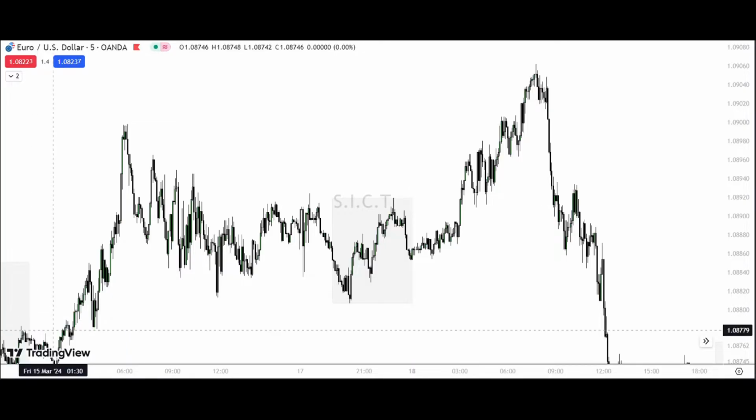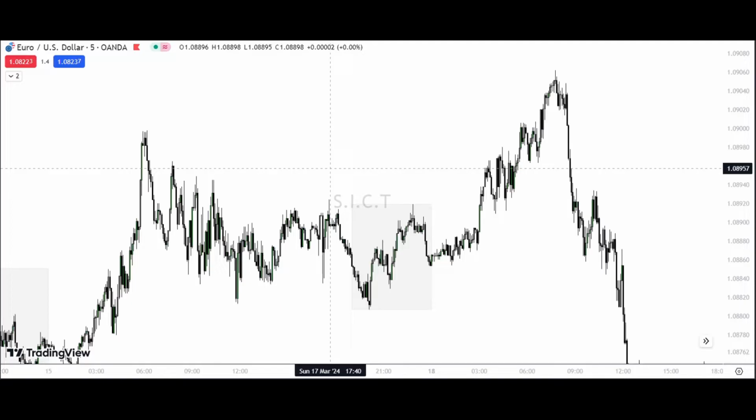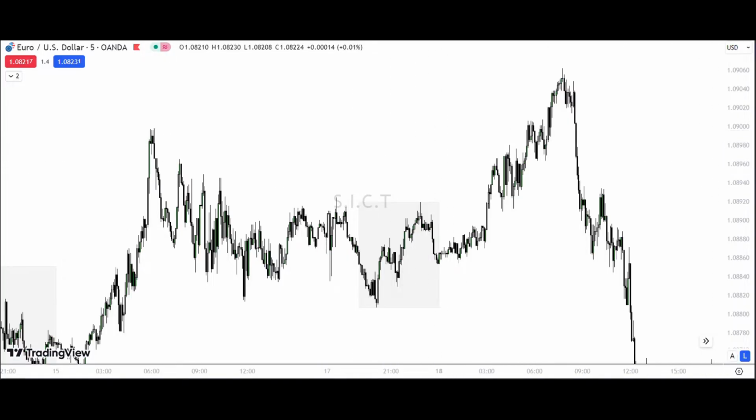Okay, I'll give you another example. I'm going to post a live video of this just so that you guys can see that we have entered this particular trade, which is a pretty good entry. So after that, we'll see this.